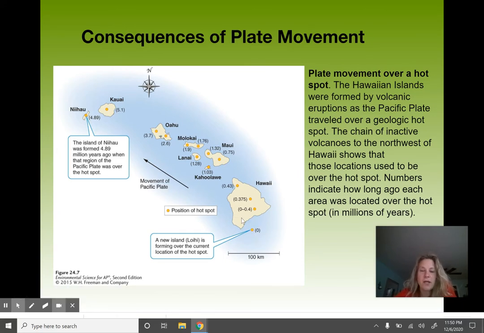And so the direction of the plate movement is this direction. And so this is our oldest island that is above water, and this formed over this hotspot. And so this is our oldest one, this is our youngest one. And so it's moving in this direction. And that's how a hotspot works.